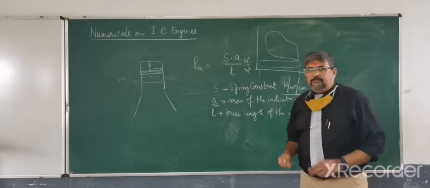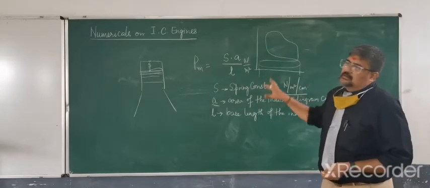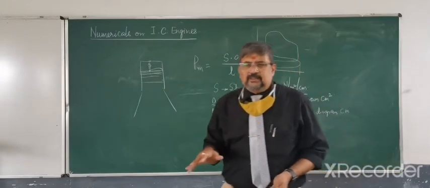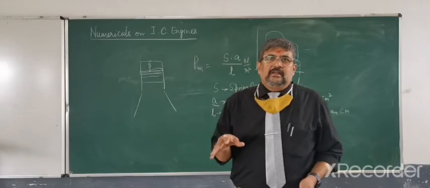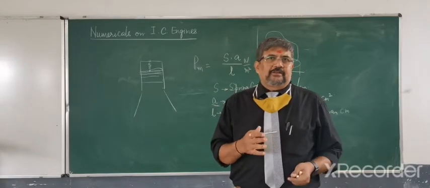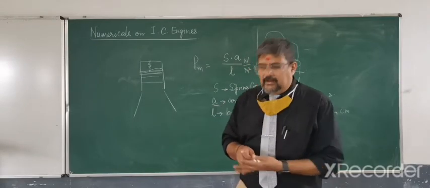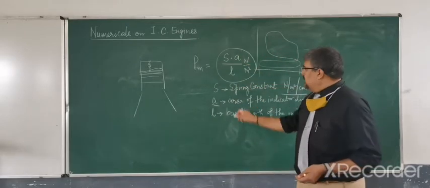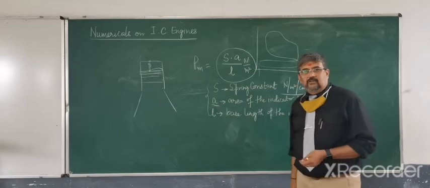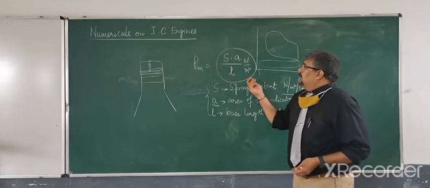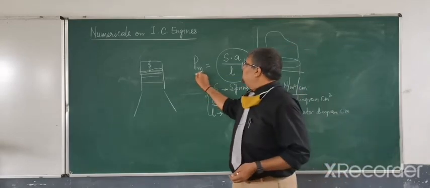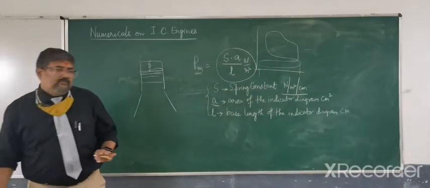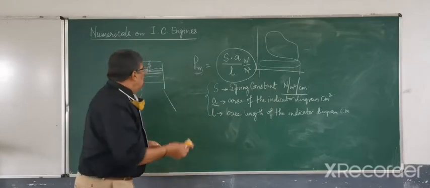Okay. So, in some problems, it may so happen that the spring constant is given, area of the indicator diagram, base length of the indicator diagram, and so on is given. So the value of mean effective pressure is not given directly. So you'll have to find out the mean effective pressure using this equation, that is SA by L, and I have already told you what are the meanings of S, A and L. And once you get the value of mean effective pressure, you can find out the indicated power.